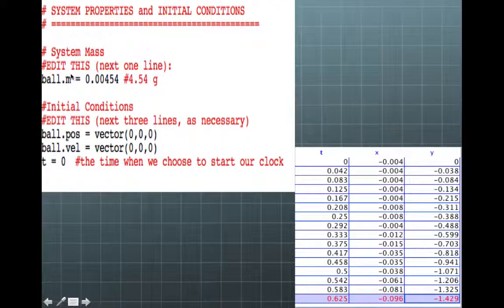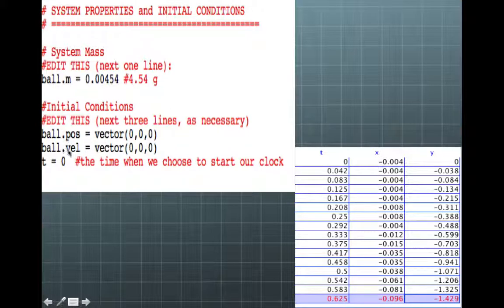The first thing I changed was the ball's mass, which is 4.54 grams, converted to 0.00454 kilograms because we need SI units. I also changed the ball's position to be the vector 0, 0, 0. That is because at time 0 from Tracker, the y coordinate position was 0. And we only consider the y coordinate because theoretically it should drop in a straight line.